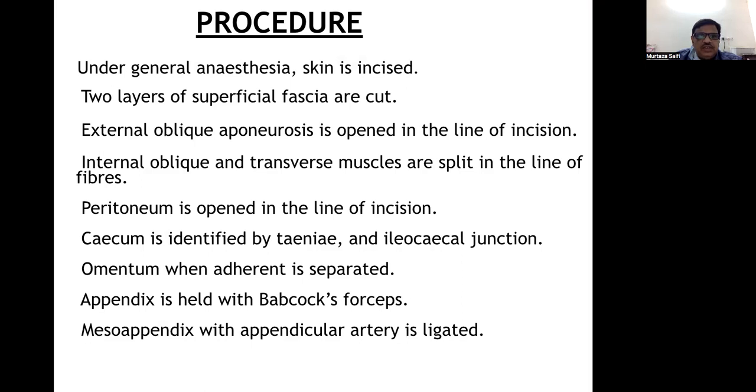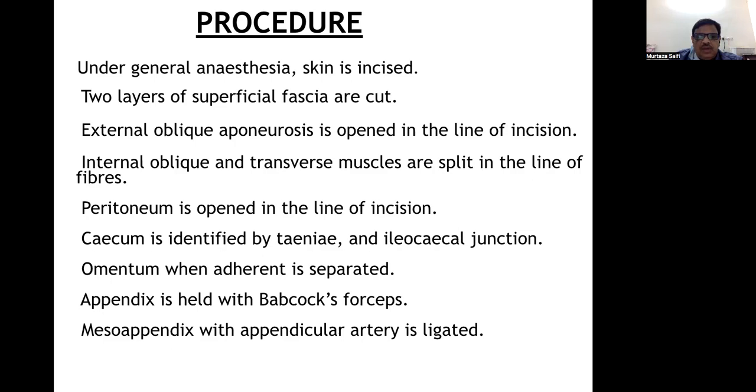The skin is incised. Two layers of superficial fascia, Scarpa's fascia and Camper's fascia. We cut Camper's fascia first and then Scarpa's. External oblique aponeurosis is opened in the line of the incision. Internal oblique and transversus muscles are split in line of their fibers. Peritoneum is opened in line of incision.